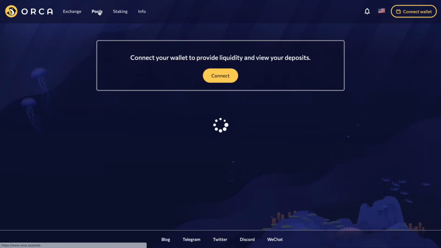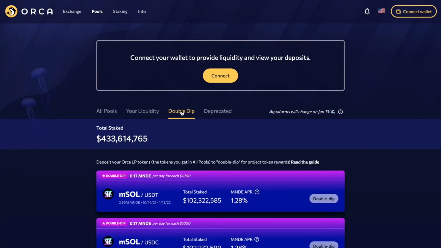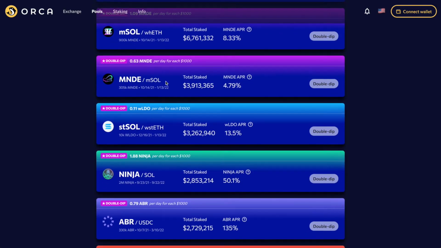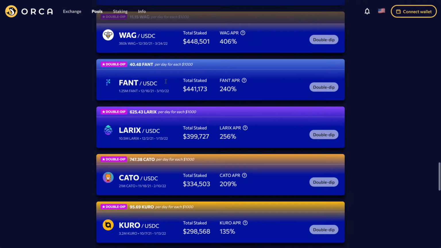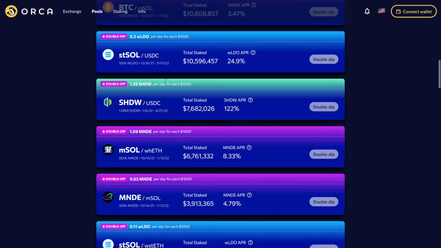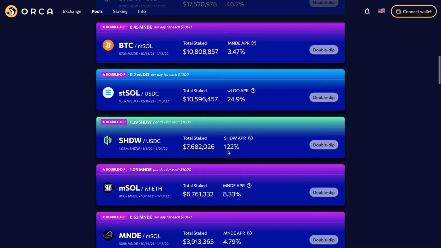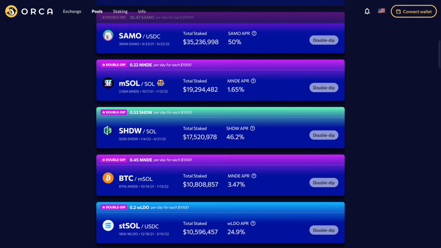And not only that, but they would be available in double dip pools. So if you go to the pools tab on Orca and you go to double dip, they're also available, or seen on all pools. But you can scroll down and see Shadow USDC as well as Shadow Sol somewhere on here. Right here, Shadow Sol. And you can see that the APR is 46.2% and 122% respectively. So that's a pretty high APR there. You can see the total amount staked, 7.6 million and 17.5 million.